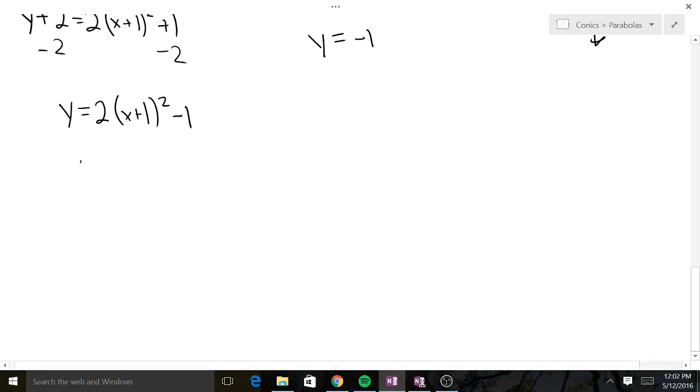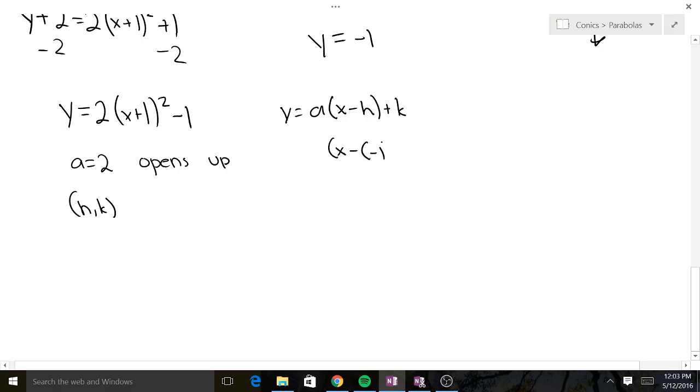Remember, we have a equals 2 again, so it opens up. Then we have h, we're looking for the values of h and k. And now remember that h is positive in this one, but remember that the formula says that y equals a(x minus h) squared plus k. So to make that value positive, the value of h actually had to be negative, because it would have been like x minus a negative 1, which just turns into x plus 1. So that's the case we have here, h equals negative 1. And then our k value is just whatever is on the end, so that's still negative 1.